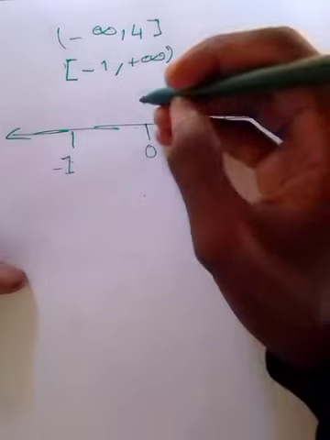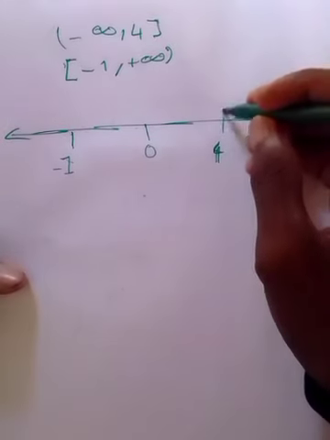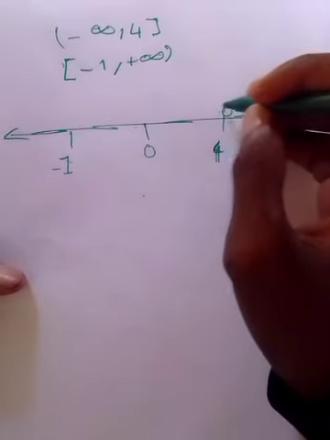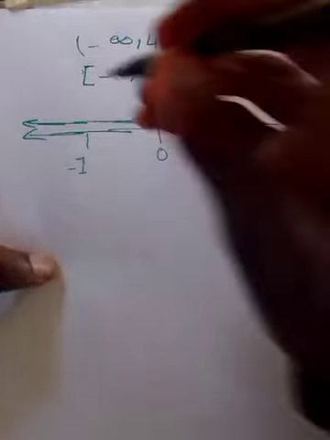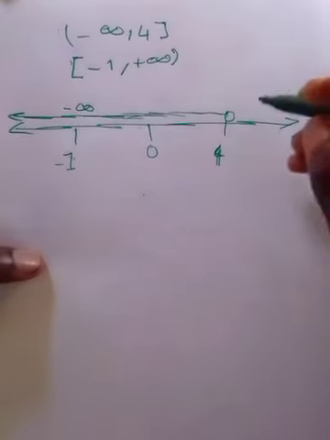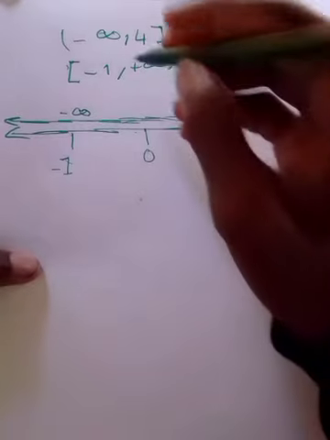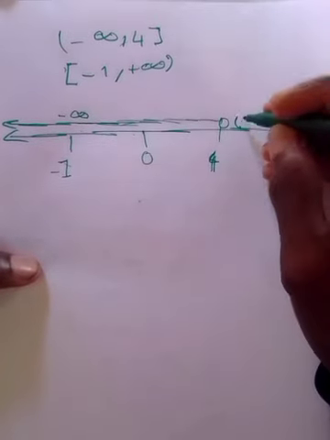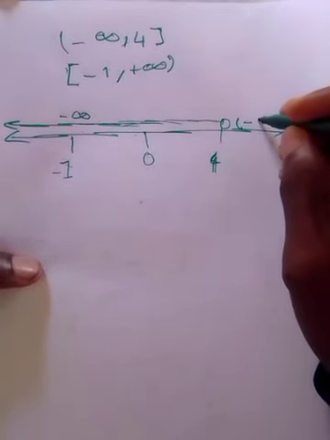So this is starting at 4, right? Going to the negative infinity. Okay, so it is going to the negative infinity. And then let me even label this. This is negative infinity, comma 4.